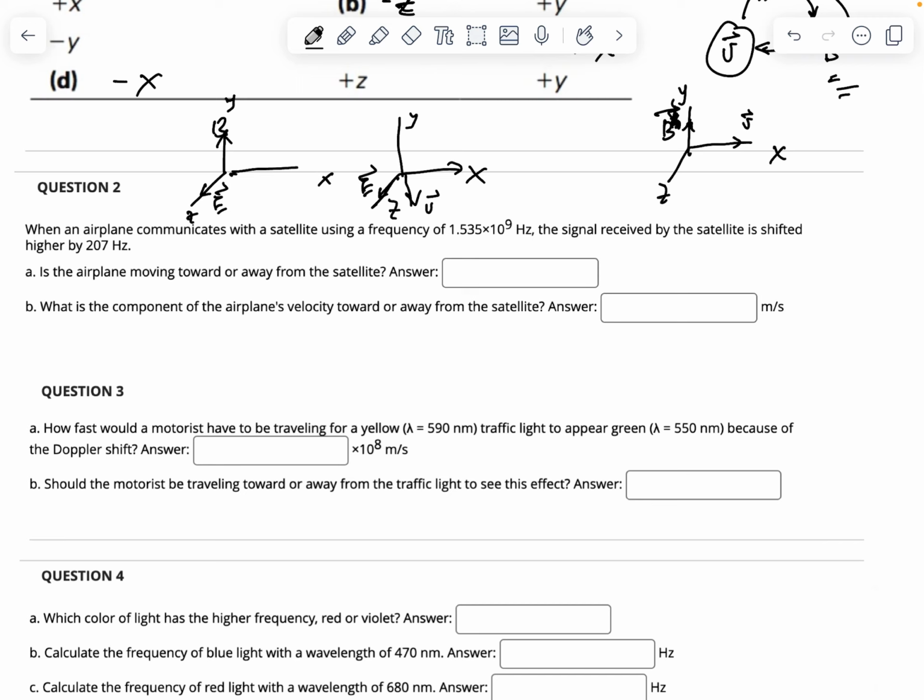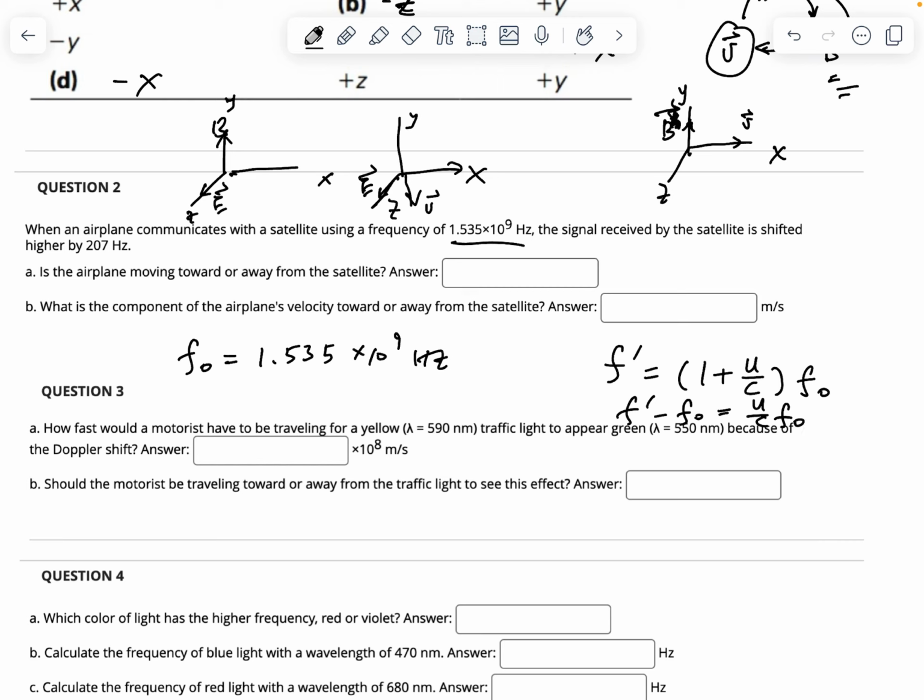Second one: when an airplane communicates with a satellite using a frequency of this, we know f naught equals 1.535 times 10 to the power of 9 Hz. The signal received by the satellite is shifted by 207 Hz. So the signal received by the satellite is shifted higher, which means more frequency: f prime equals 1 plus u over c times f naught. From this equation, f prime minus f naught equals u over c times f naught, so this is the shift, equal to 207 Hz.